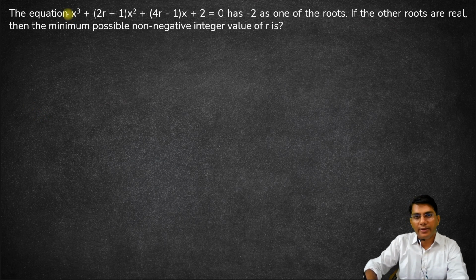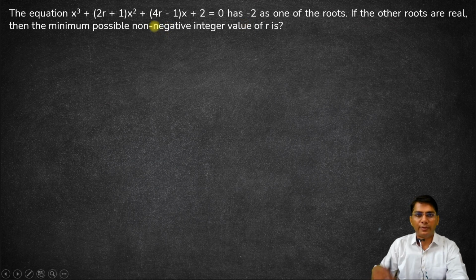Hi, so here we have the equation x cube plus (2r plus 1) x square plus (4r minus 1) x plus 2 is 0, which has minus 2 as one of the roots. If the other roots are real, then the minimum possible non-negative integral value of r is what?